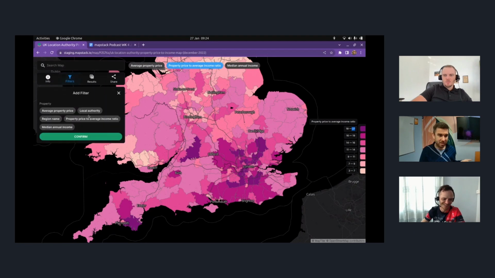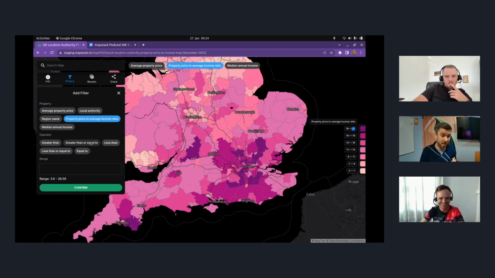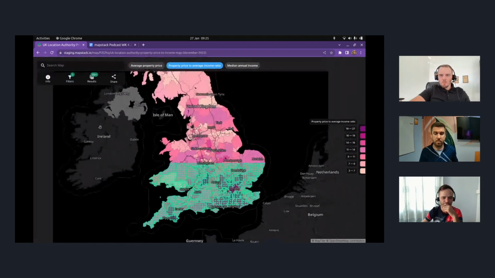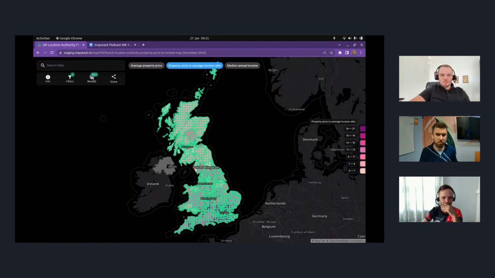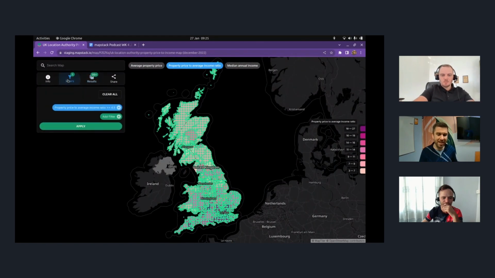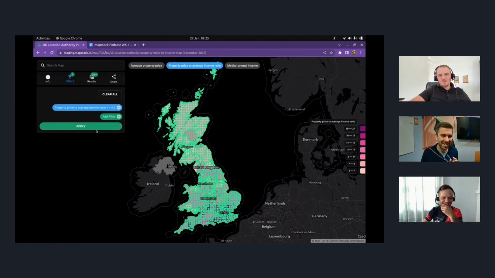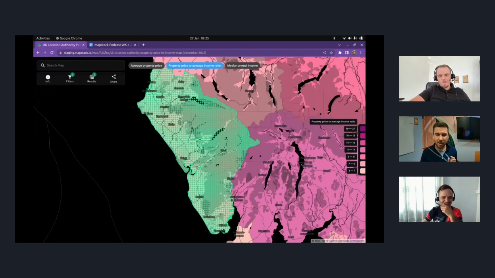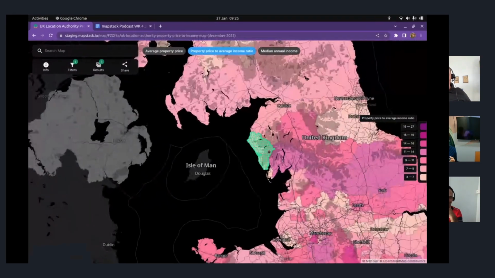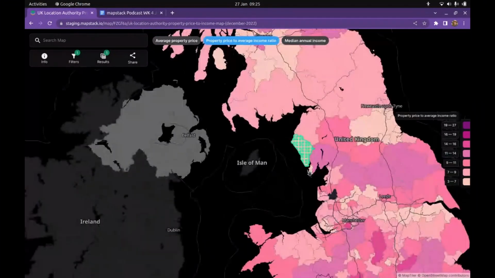All right, so let's do property price to income ratio greater than or equal to 4.5. Oh, sorry, I got the wrong way, didn't I? That's everywhere. That's not the truth. It should be less than or equal to 4.5. Yeah, there you go. So we'll get the inverse of that then. Oh no. We've got one place in the entire UK.